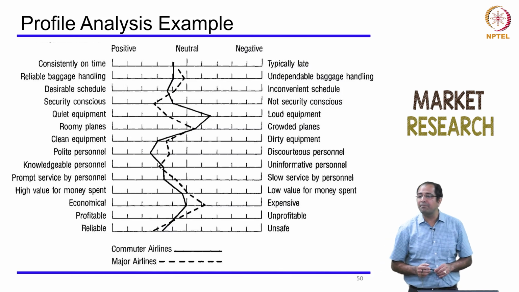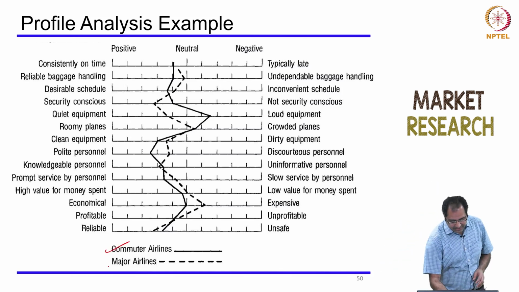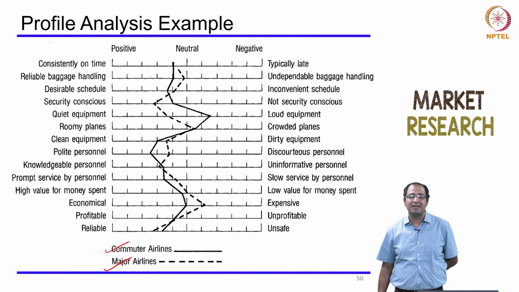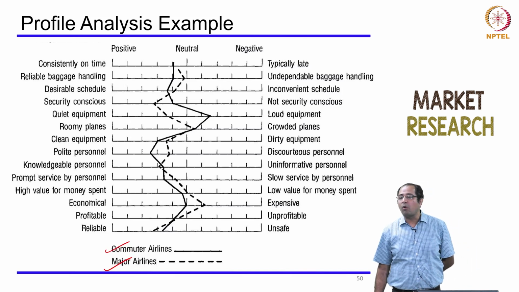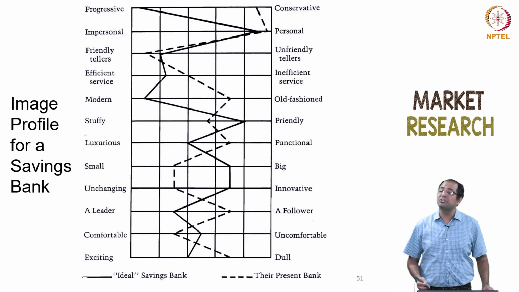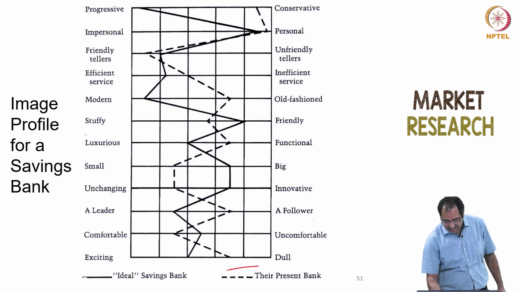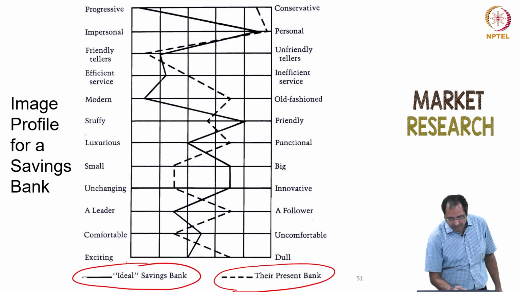This is another example for commuter airlines or a major airlines on the attributes, how they are different. So if you want to see why one brand is not doing well as compared to the other brand for the same target market or similar target market, you can do this. You can also actually do this for the ideal product versus your product. Now in this case, this is their present bank versus the ideal saving bank for a customer.